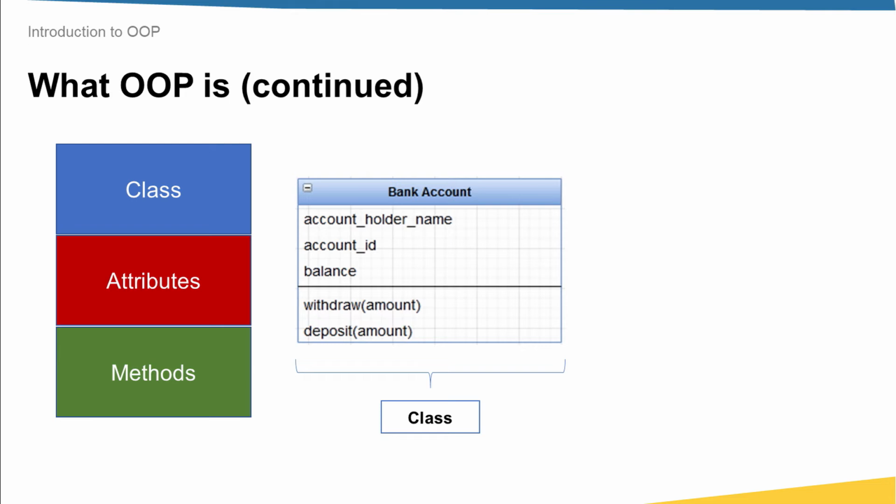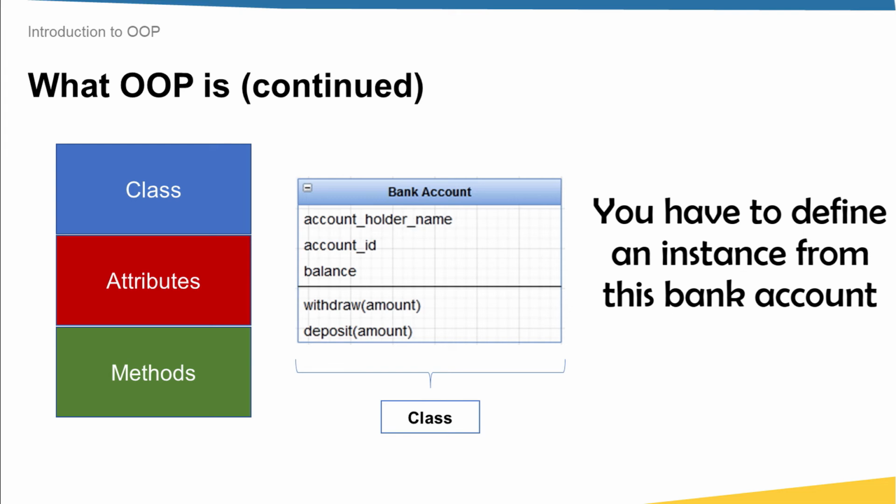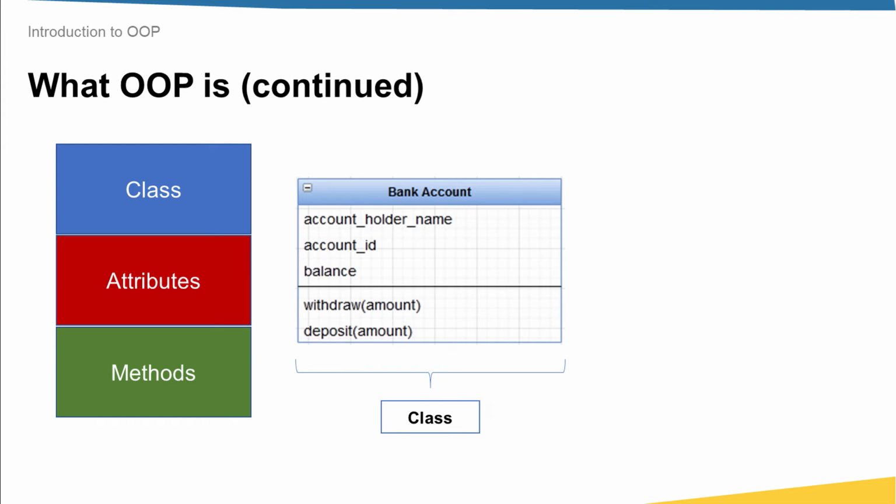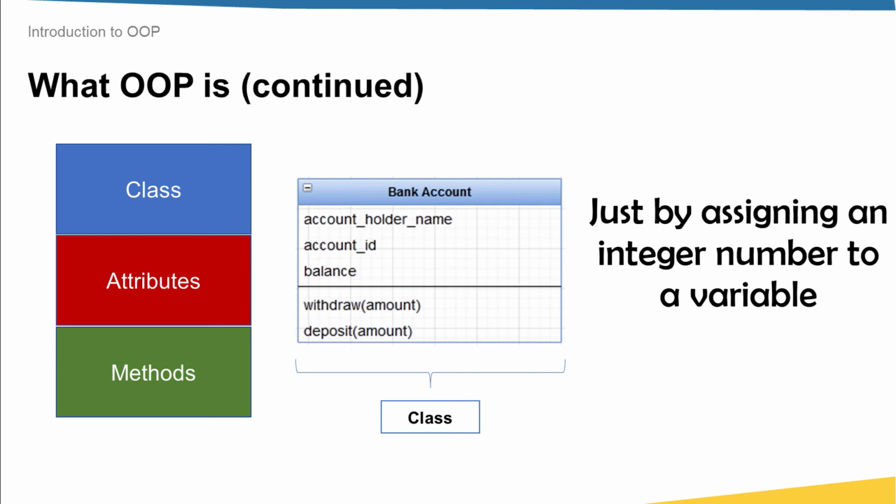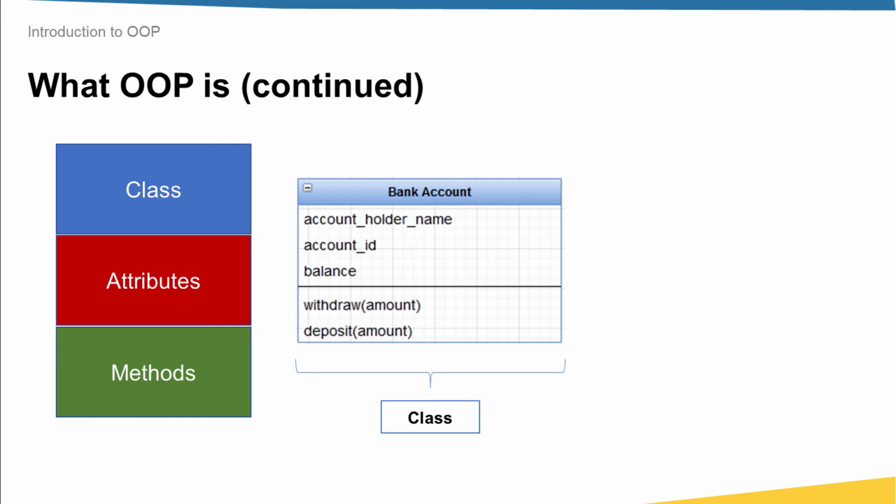So far, we have just defined the new data type, which is a bank account. But how do we use this bank account? Simply, you have to define an instance from this bank account. And in this context, we call the instance an object. Like for example, when we have the integer data type, we define an instance of integer just by assigning an integer number to a variable. And here we are doing the same thing.